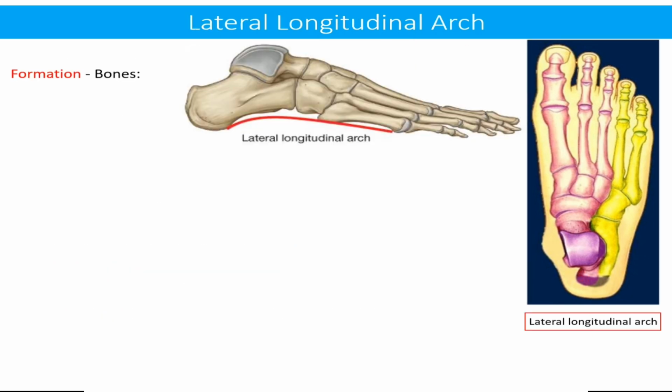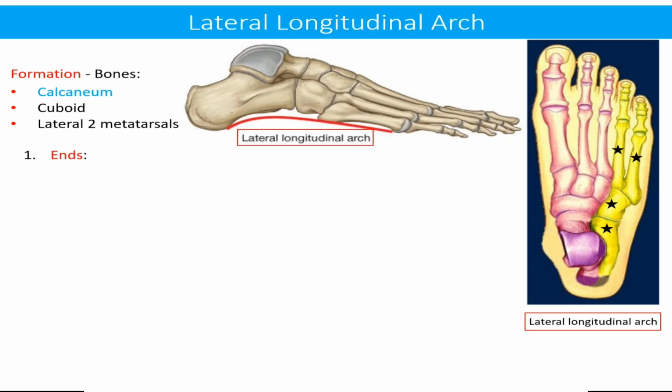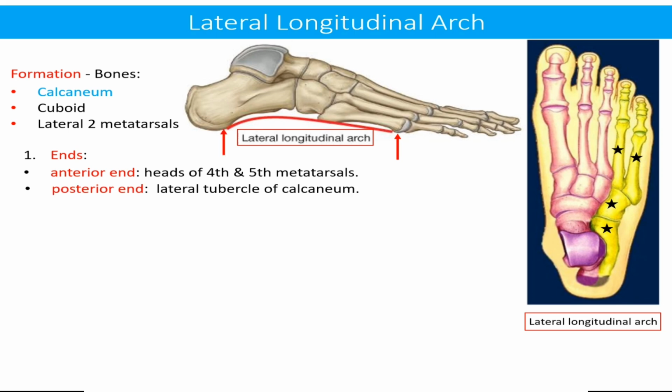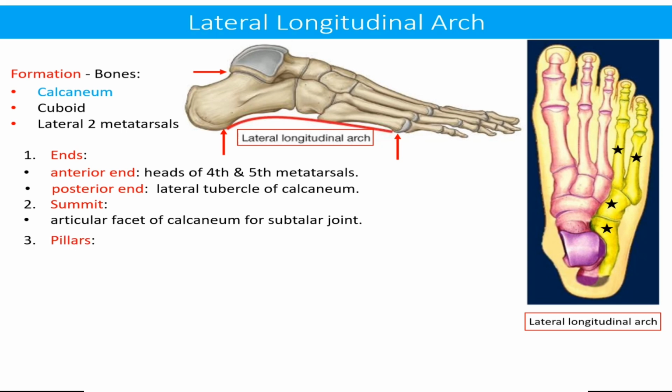Lateral longitudinal arch is formed by the bones: number 1, lateral part of the calcaneum, cuboid, and 2 lateral metatarsals. As regards the ends of the lateral longitudinal arch, anterior end is formed by heads of the 4th and 5th metatarsals. Posterior end is formed by lateral tubercle of the calcaneum, and the summit of the arch is formed by articular facet of the calcaneum for subtalar joint.